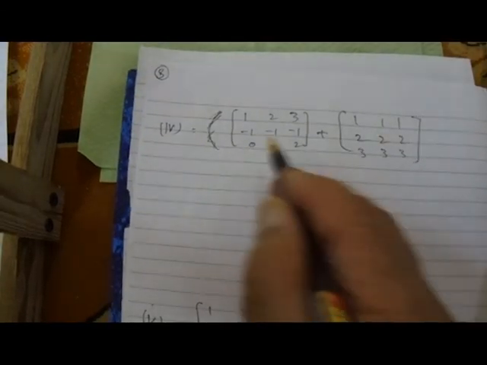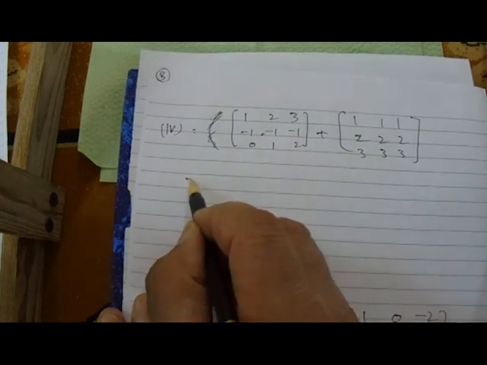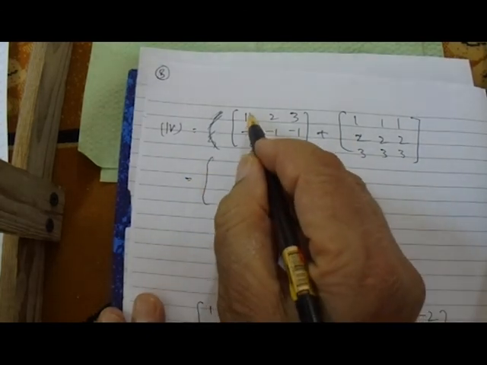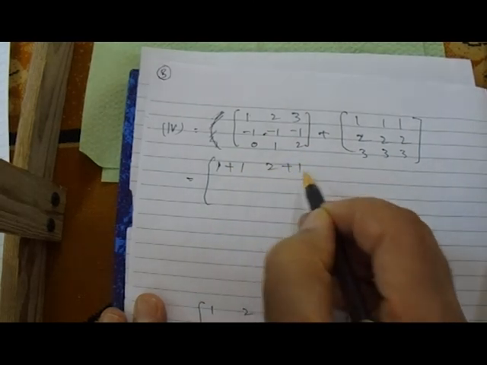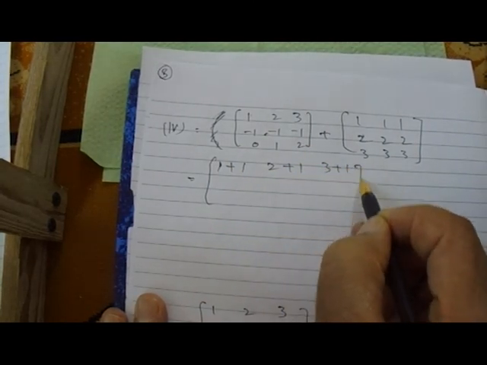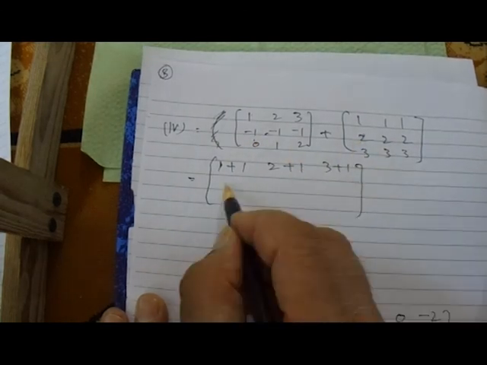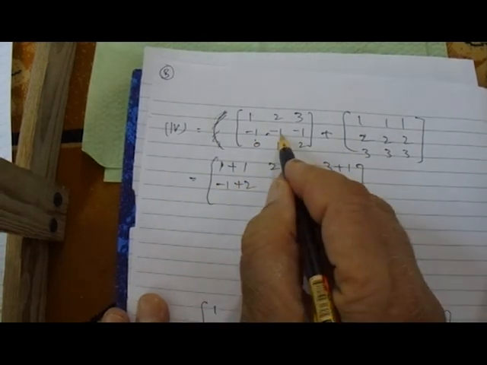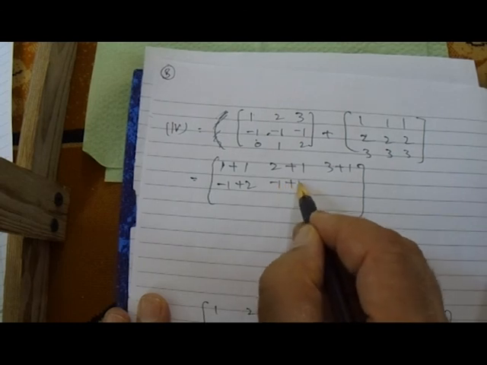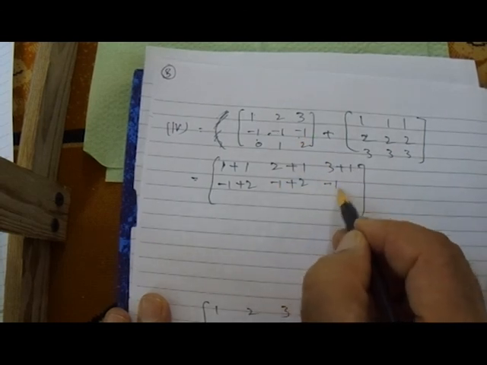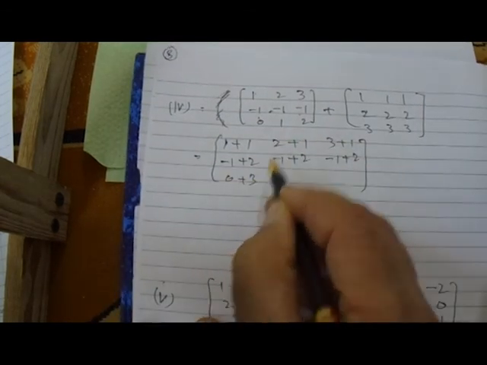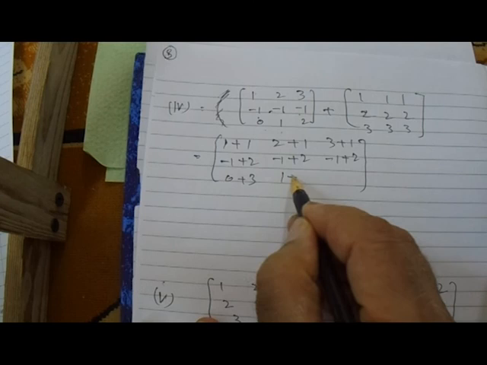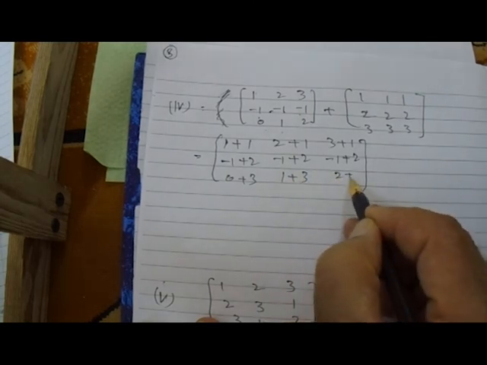Now the fourth part of this. Now we add this by this, corresponding elements: 1 plus 1, 2 plus 1, 3 plus 1, this minus 1 plus 2, minus 1 plus 2, minus 1 plus 2, this, and again minus 1 plus 2, 0 plus 3, 0 plus 3, 1 plus 3, 1 plus 3 and 2 plus 3.